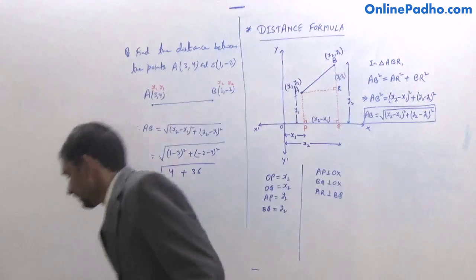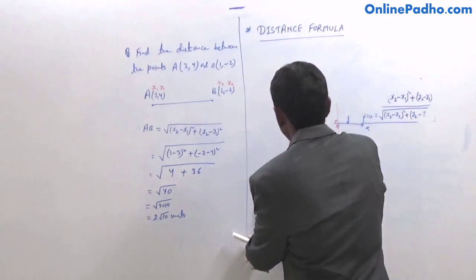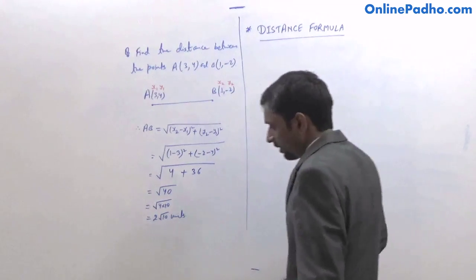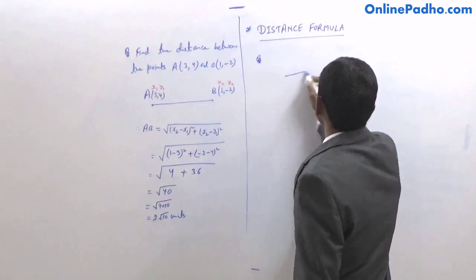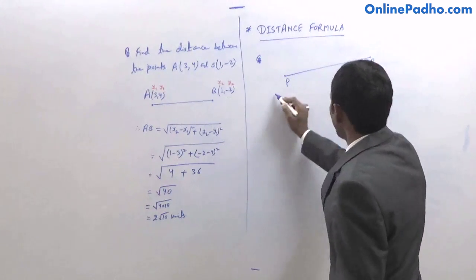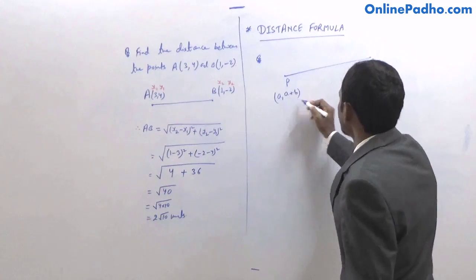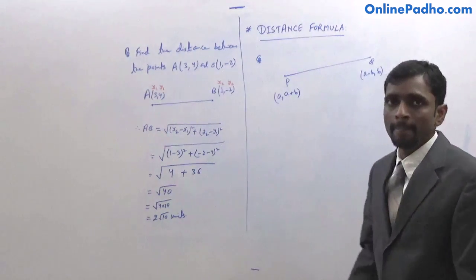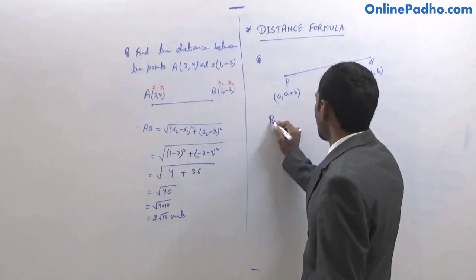For example, let's see one example with algebraic expression. Distance formula has some very important applications. Like if we have to find the distance between any 2 points P and Q and the coordinates are given in algebraic terms, like (a, a plus b) and the second (a minus b, b). These are 2 points in algebraic terms. This is not a numerical value. So we can apply the same formula.